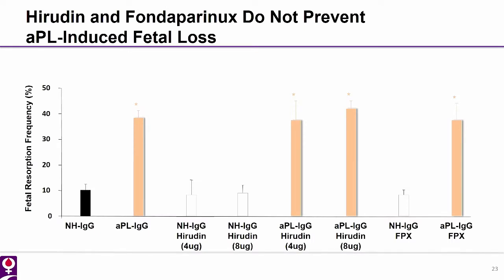It turns out that if you give Hirudin or Fondaparinux to animals as a treatment paradigm, a treatment management scheme, you don't salvage fetal loss or growth restriction. If you give heparin, you do. How come?